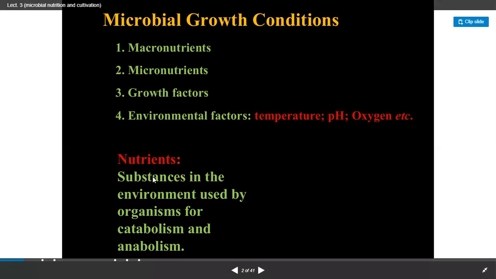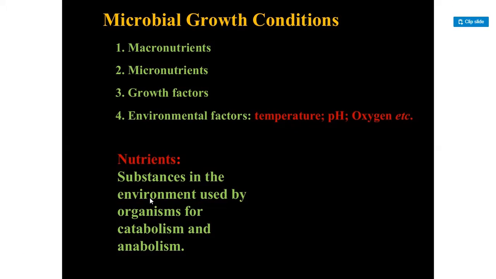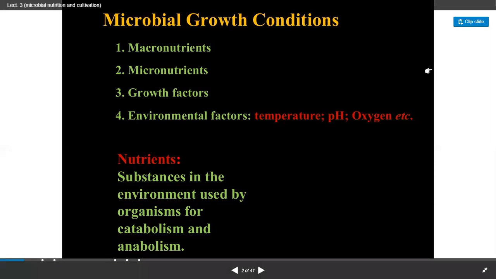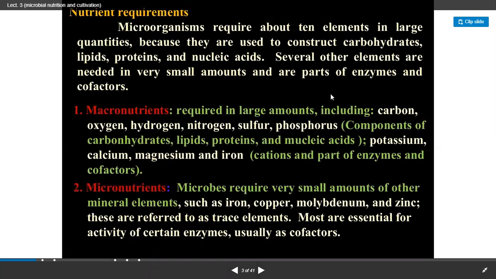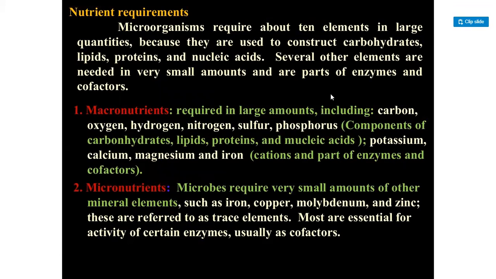What are the nutrients? Nutrients are the substances which are present in the environment, and these nutrients are used by the microorganisms for their catabolism and anabolism, means for their metabolism. So for nutrient requirement, microbes require about 10 elements in large quantities because they are used to construct the carbohydrates, lipids, proteins, and nucleic acids. Several other elements which are needed in very small amounts are parts of enzymes and cofactors.